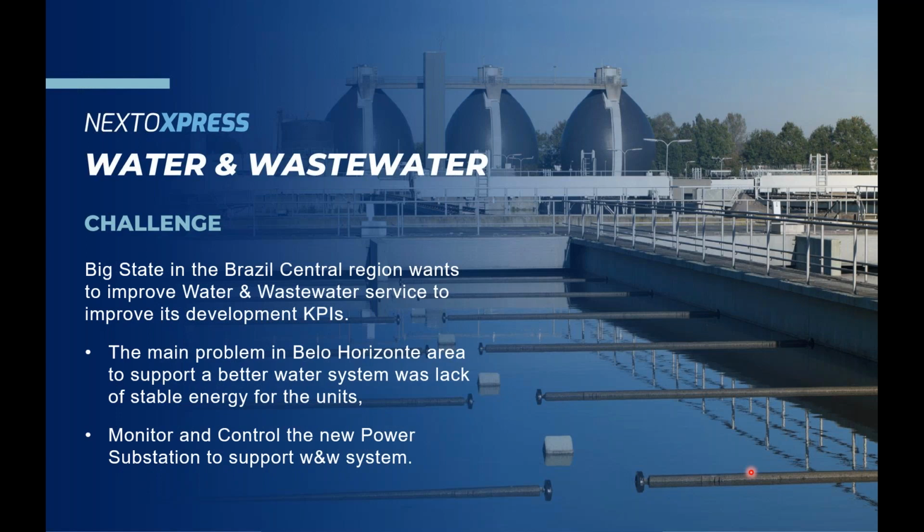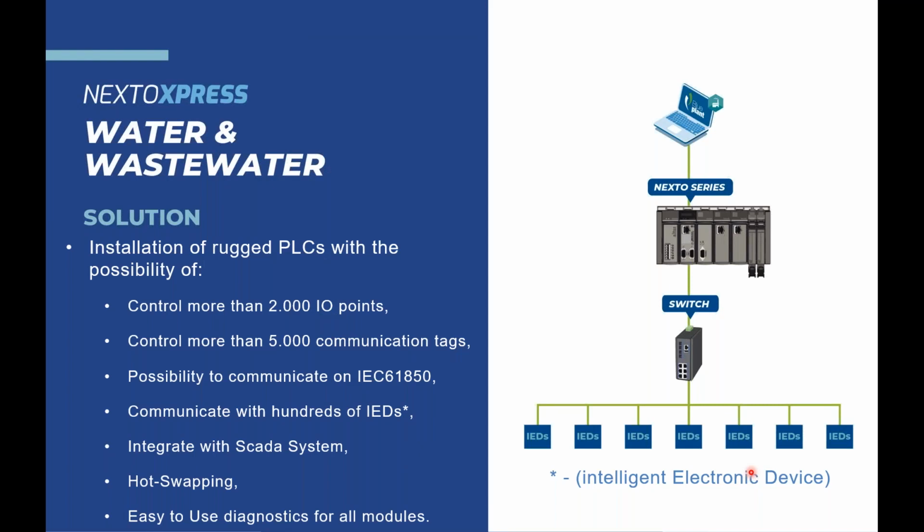The main problem in the Belo Horizonte area, Belo Horizonte is the capital of the state, in supporting a better water system was the lack of stable energy for the units. They had the units, already with control, they have a control center, but they were lacking stable energy. The energy was quite unstable and was causing some problems for them. They were monitoring, but not in a good way, all the units. So basically they want to monitor and control the new power station and all the water and wastewater system from one control center. That was the challenge.